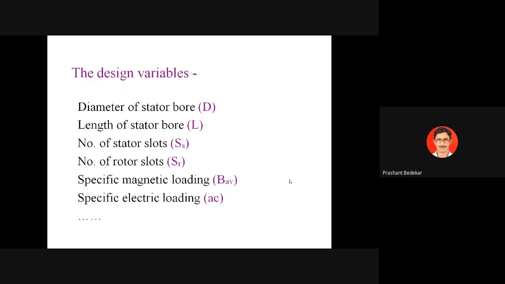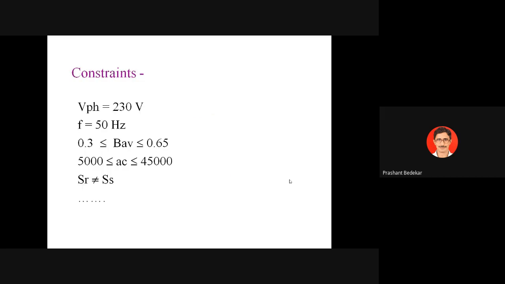In this particular case, those who have taught machine design must be knowing that there is a long list of design variables: diameter of stator bore, length of stator bore, number of stator slots, rotor slots, specific magnetic loading, specific electric loading, and so many things. So many variables. There are some design variables, there are some control variables, and there are many constraints.